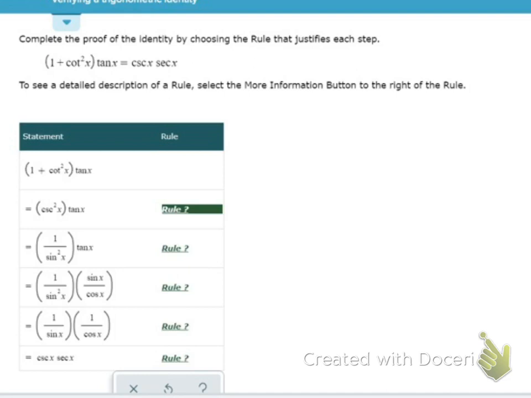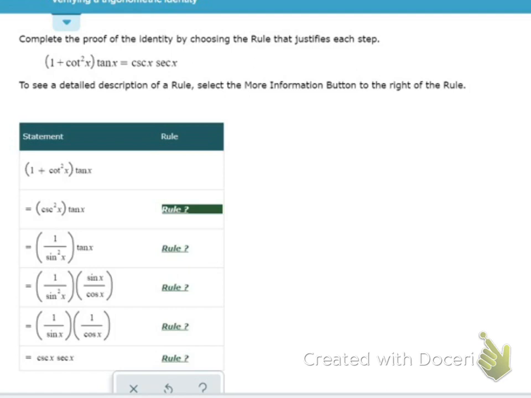I wanted to do a couple of examples on the trig identities. That is something that you're going to be working on this week, and it's kind of like a little puzzle that you have to put together. And so I wanted to just take a few minutes and do a couple of examples for you.